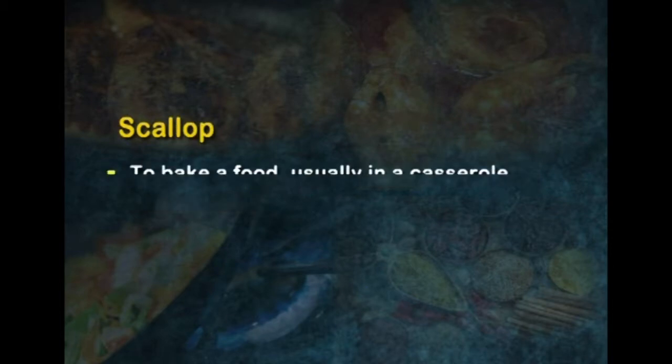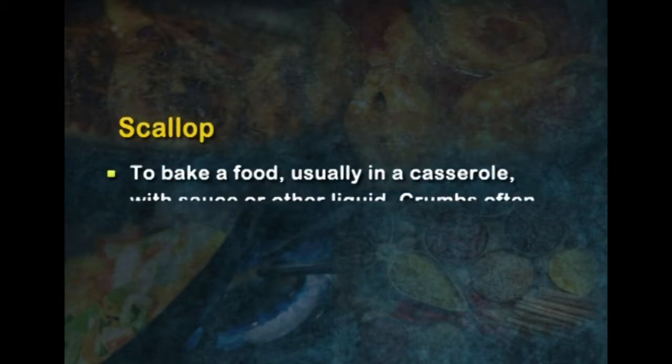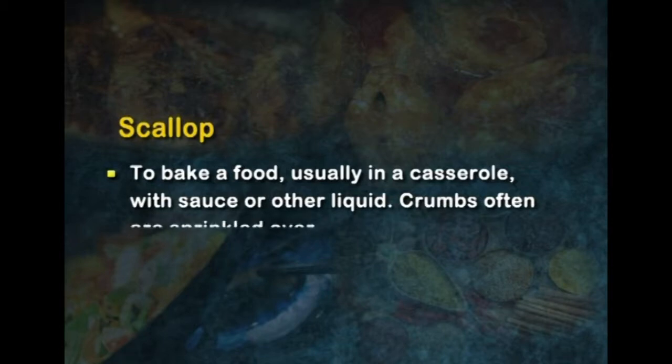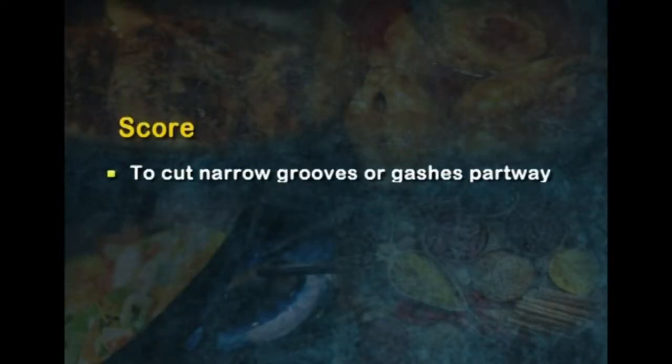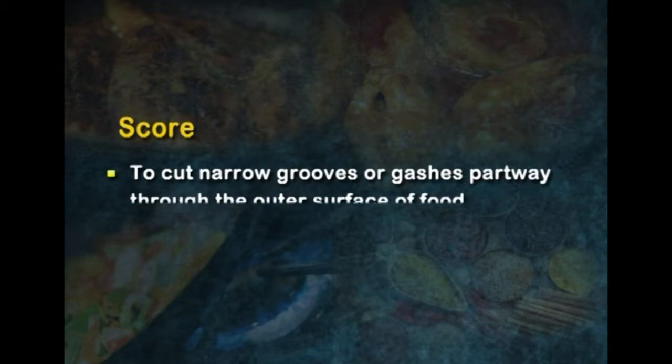Scallop is to bake a food usually in a casserole with sauce or other liquid. Crumbs often are sprinkled over. A score is a term which many people do not understand, but it has a very easy definition. It is to cut narrow grooves or gashes part way through the outer surface of the food.